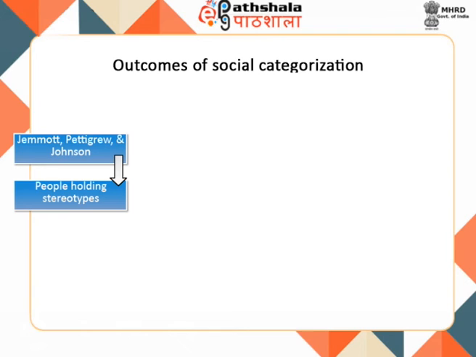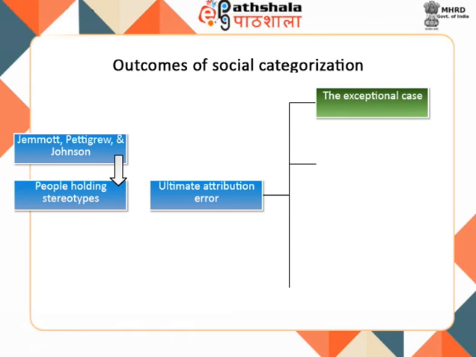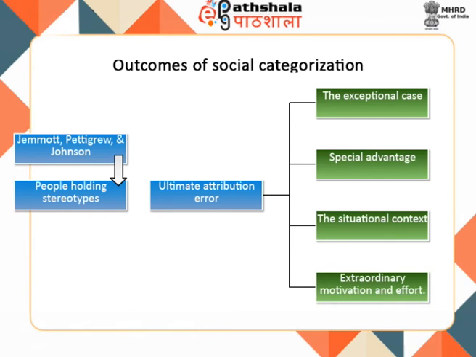People holding stereotypes are prone to the ultimate attribution error. This means that when people who hold strong stereotypes view negative behavior of minority group members, they attribute it to their dispositional characteristics. But positive behavior is attributed to situational factors. Four kinds of responses that may occur as a result of ultimate attribution error are the exceptional case, special advantage or luck, the situational context, and extraordinary motivation and effort.